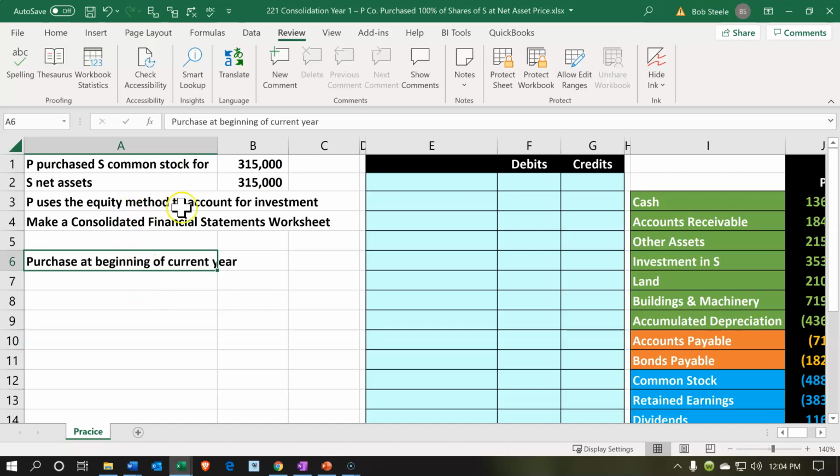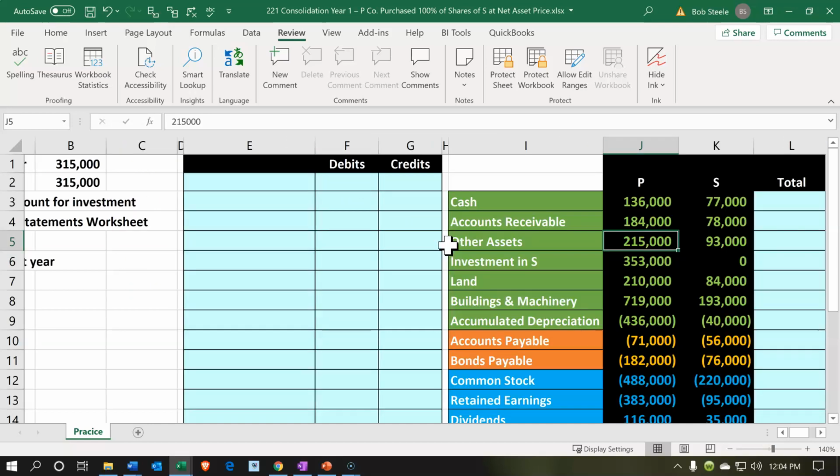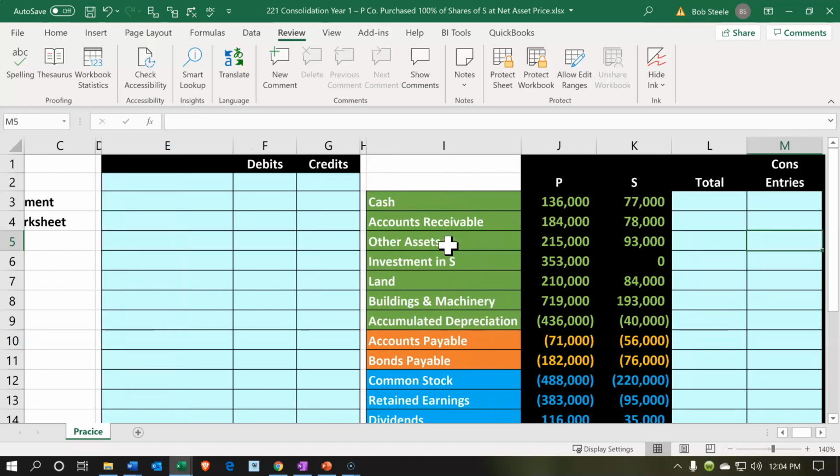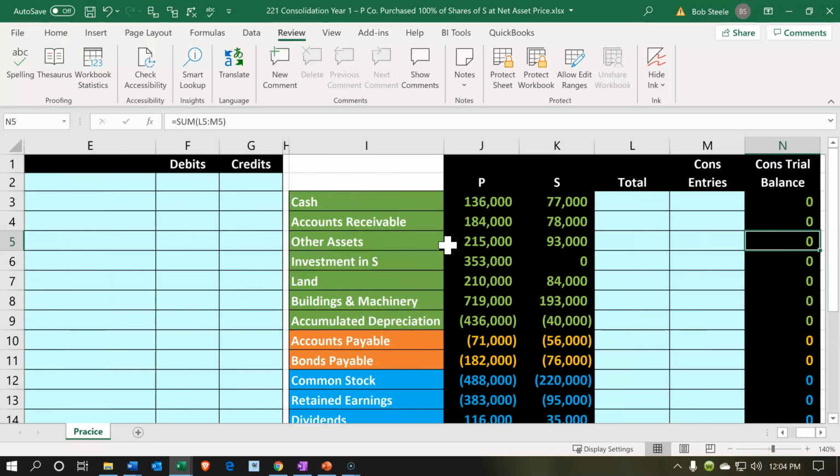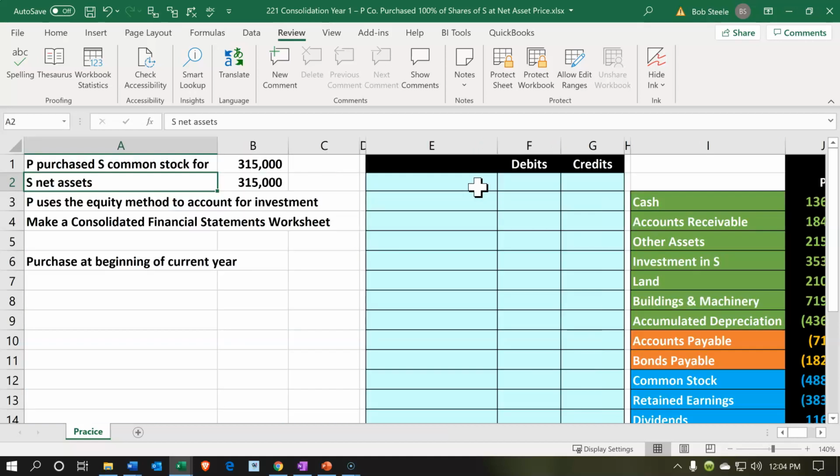We got the information on the left-hand side. We're going to be entering that information into the blue area on the right-hand side, and then we're going to enter that into our consolidation worksheet. So we got our consolidation worksheet, and within the consolidation worksheet, we're going to be combining the books of basically our two companies, P and S, and then we're going to put in those consolidation or eliminating entries to get our consolidated trial balance, the thing that we could then use to create financial statements with. So let's take a look at our information.